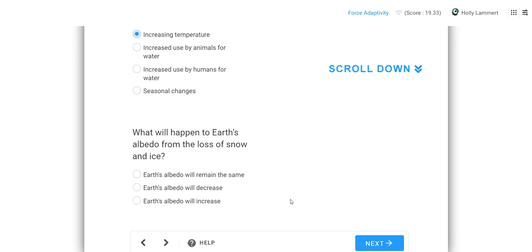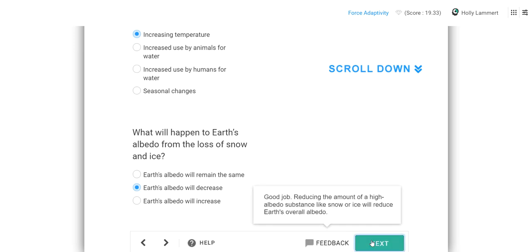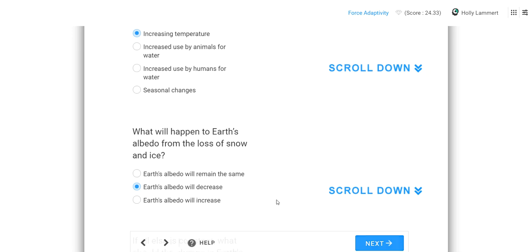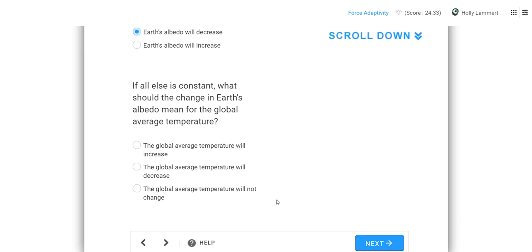Remember, an increased albedo from snow decreases the temperature. So if we decrease the albedo, that would happen if there's less snow. Less light being reflected, and the lower albedo means more light is absorbed. If all else is constant, what should change in Earth's albedo mean for the global average temperature? The global average temperature will increase. Okay, so if we have a lower albedo, that usually increases your temperature. There we go.